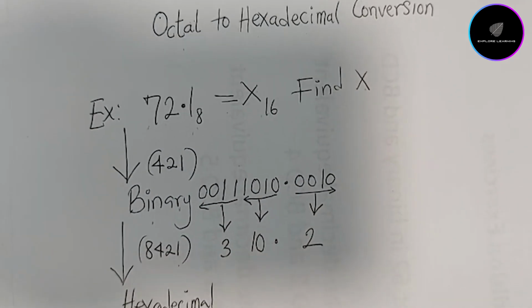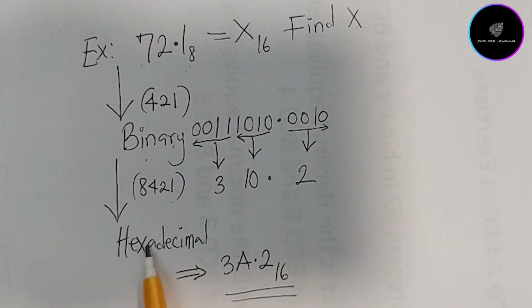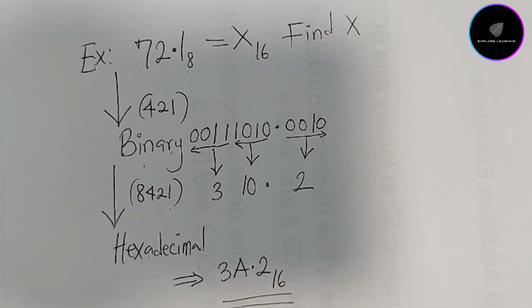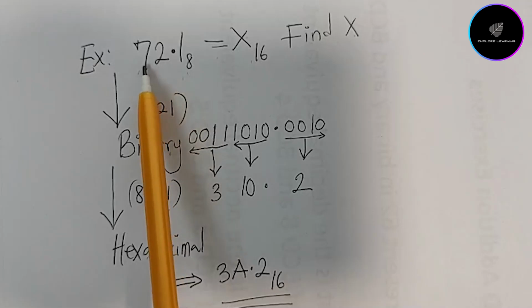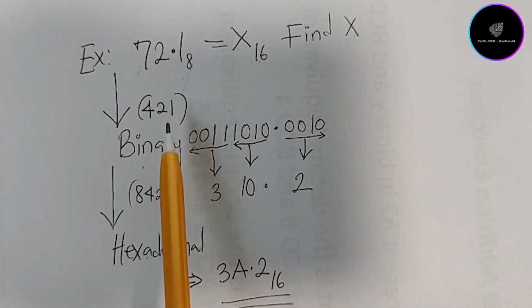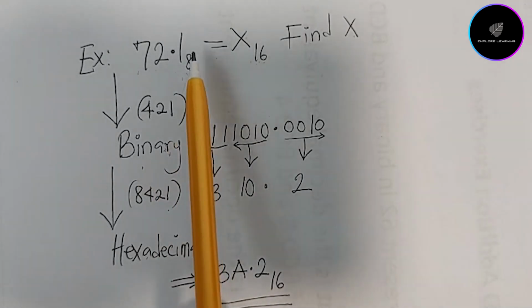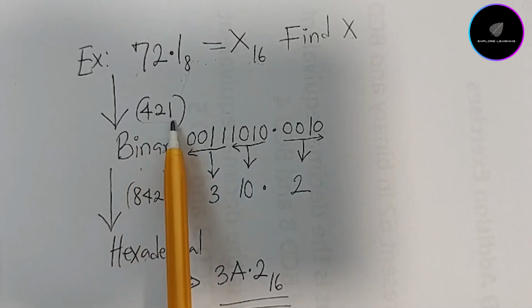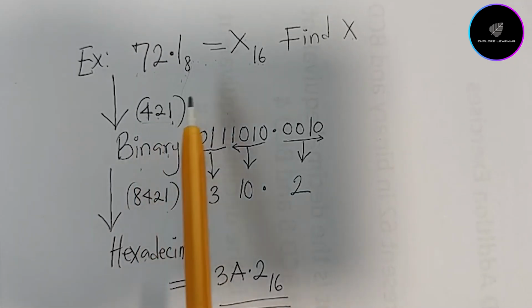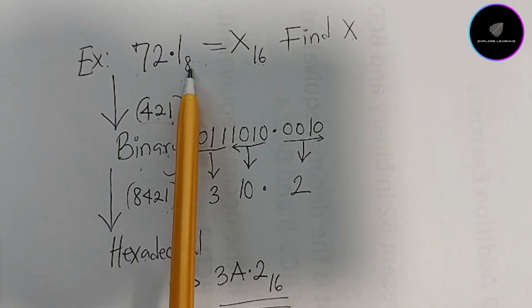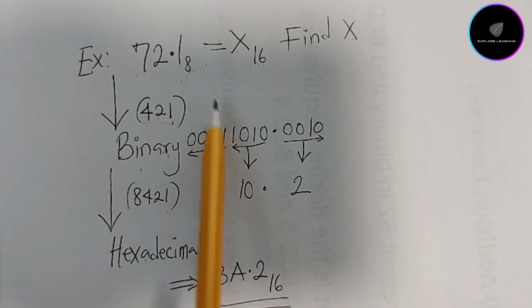Now let's begin. Let's take it a step at a time. To convert this to hexadecimal, first we pass through a mediator, which is the binary, and the relationship between octal and binary is the 3-bit coding system. So we have 421. All we need to do is to represent the octal number system in the binary number system. This is very easy.